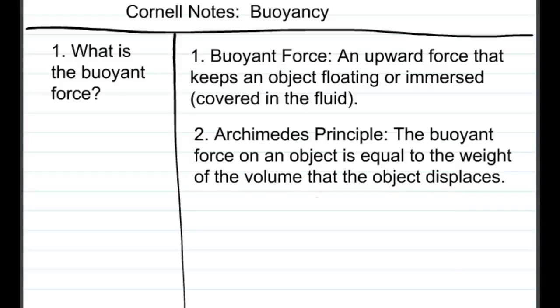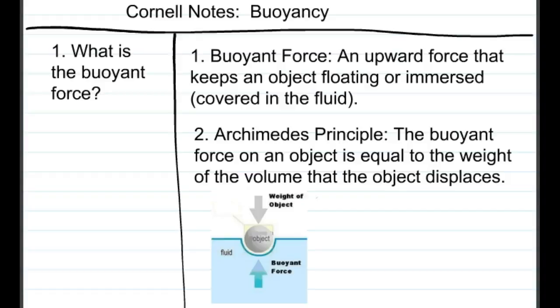Number 2. Archimedes. This is the person I told you that he put a crown in water, a crown of gold, because he wanted to find the density, he wanted to find the volume too. He created this principle that states the buoyant force on an object is equal to the weight of the volume that the object displaces. This picture should help out.